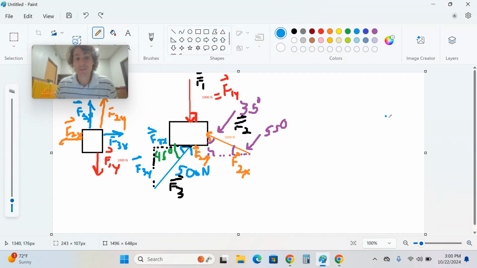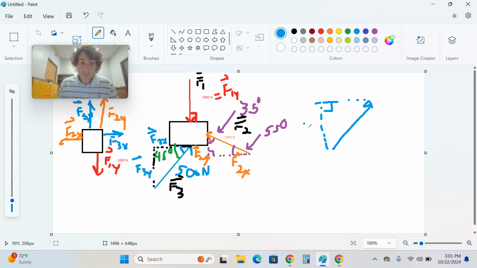It doesn't bother me. So it's going like this, and it's going to the right, and it's going up. Okay, here's my right angle. Just helps to draw it outside here. You don't have to. I just think it might help. Okay. And I have this value here, 500 newtons.